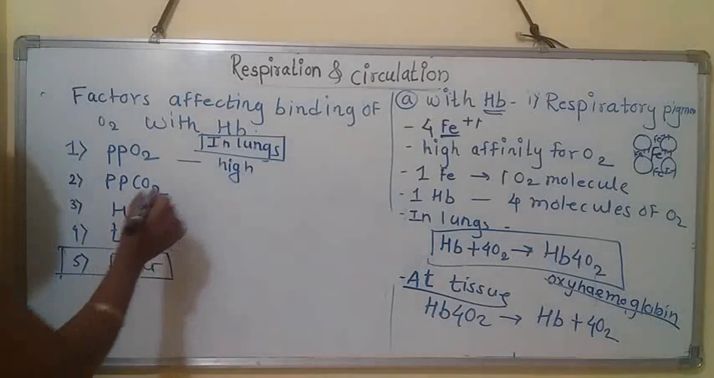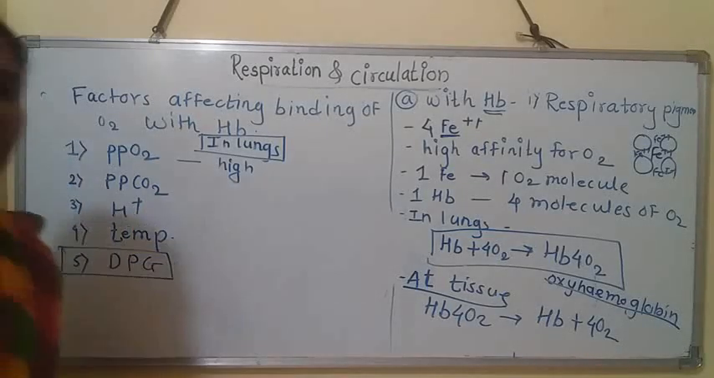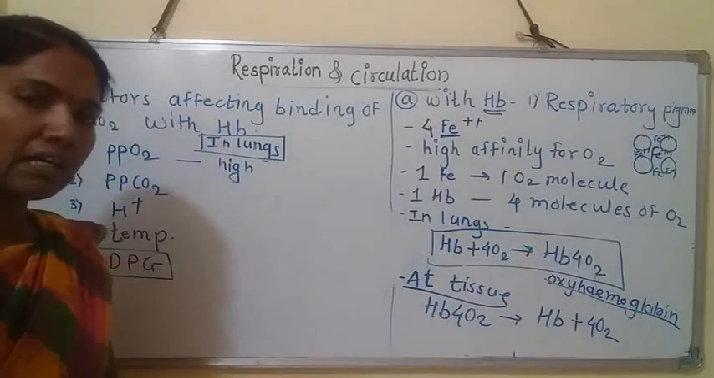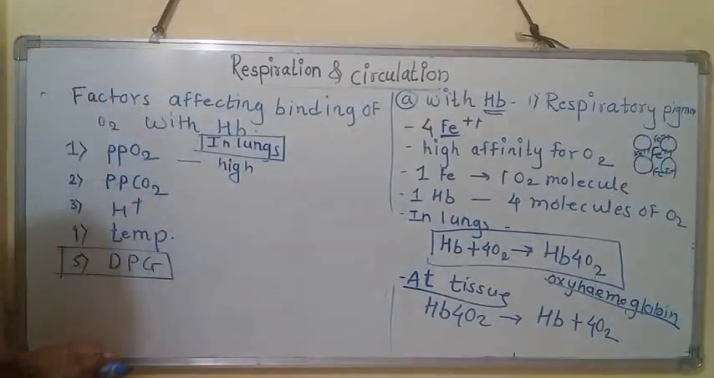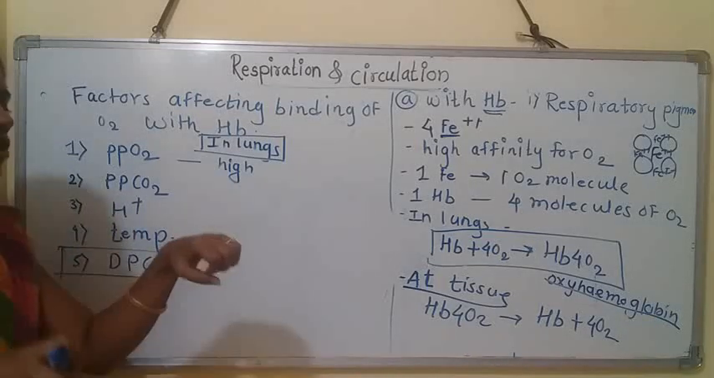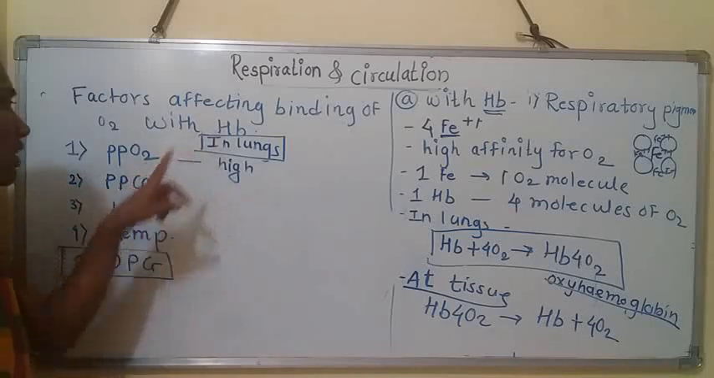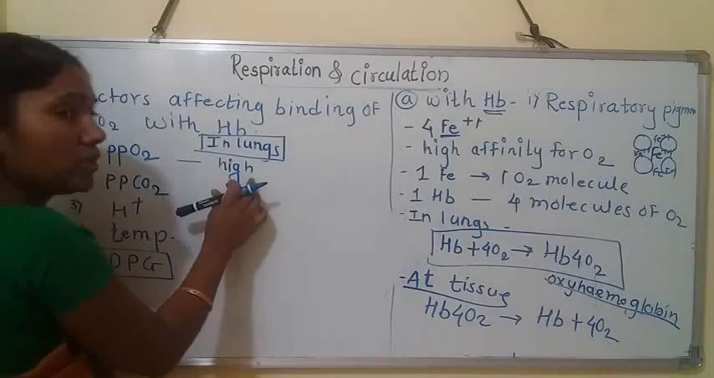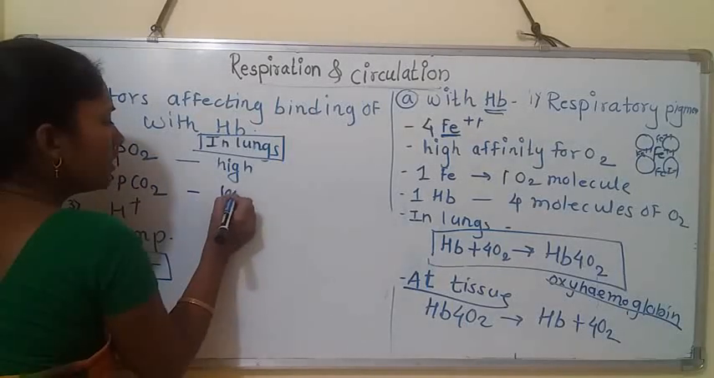Now, another responsible factor is partial pressure of CO2. If partial pressure of CO2 is high, then affinity of hemoglobin and oxygen will become low. But if partial pressure of CO2 is low, then there is strong binding between hemoglobin and oxygen. So in the lung, partial pressure of O2 is high and partial pressure of CO2 is low.